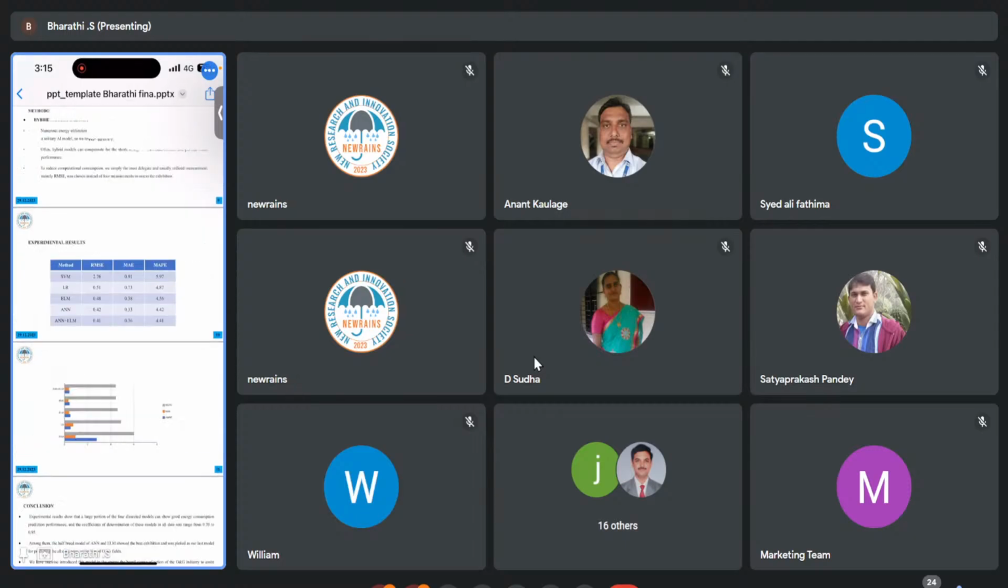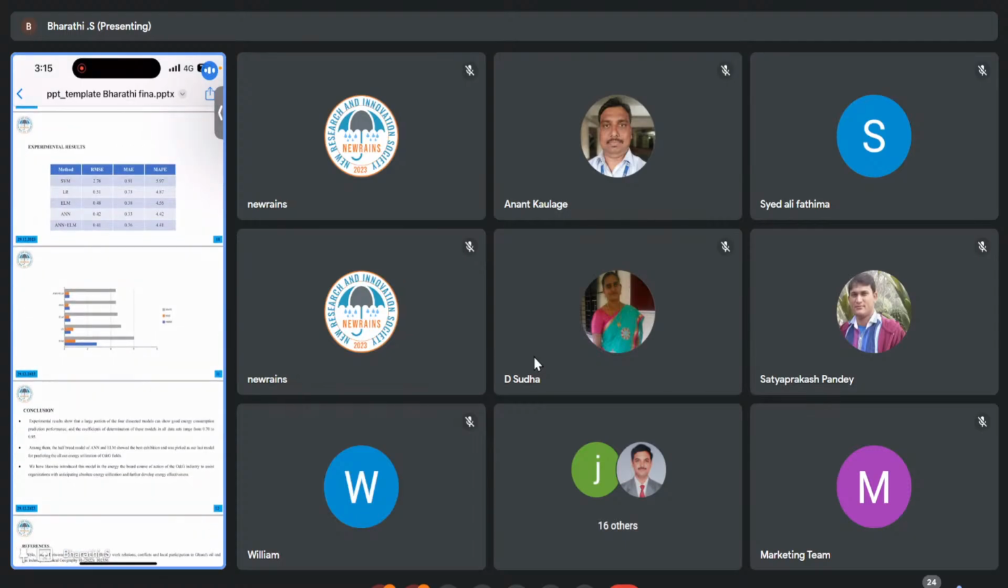Experimental results. Methods used: SVM, LR, ELM, ANN plus ELM hybrid. Root mean square error, mean absolute error, mean absolute percentage errors are shown in this tabular. The visualization of the above tabular graph is shown over here.